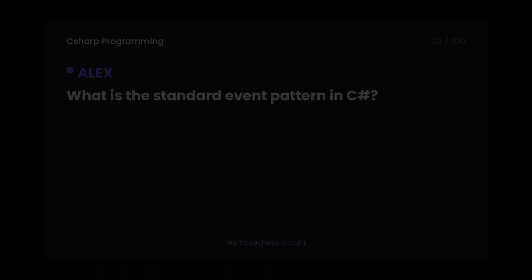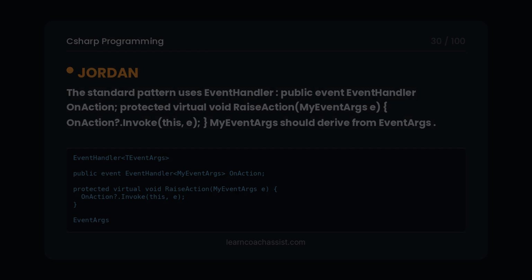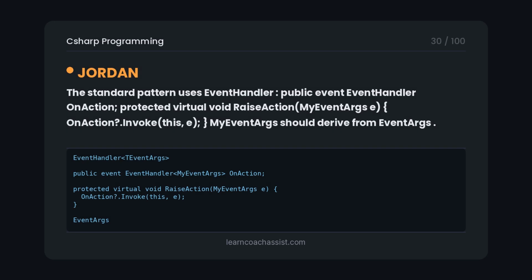What is the standard event pattern in C#? The standard pattern uses EventHandler: public event EventHandler<MyEventArgs> OnAction; protected virtual void RaiseAction(MyEventArgs e) { OnAction?.Invoke(this, e); }. MyEventArgs should derive from EventArgs.